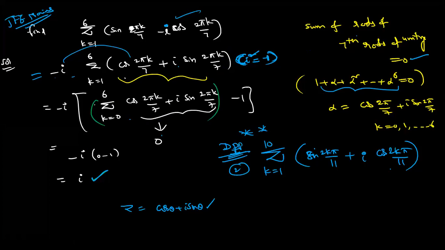Why? Because this is nothing but the sum of the seventh roots of unity. The sum of the seventh roots of unity is 0. That's why I'm getting minus i. Yesterday I told you. Anyone getting this one? Sigma k running from 1 to 10. Till now, no one has submitted a solution. Okay. Yeah, minus i is coming.